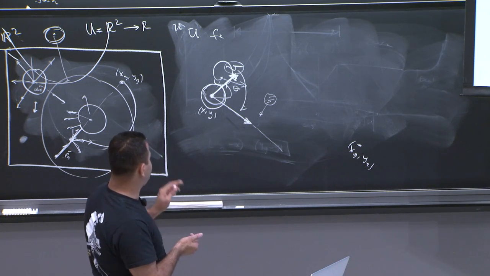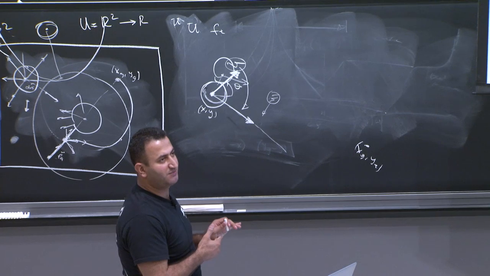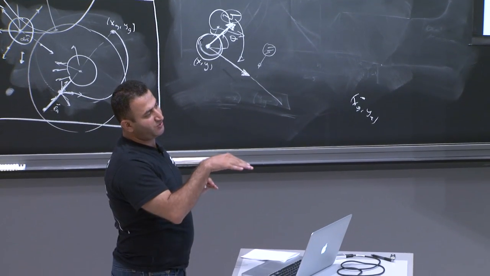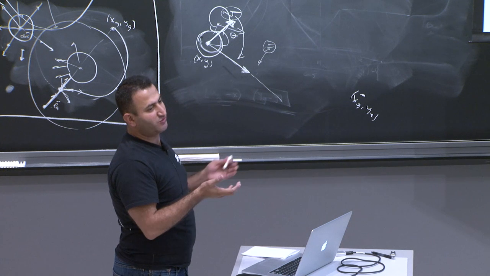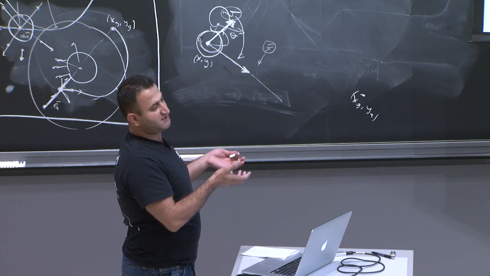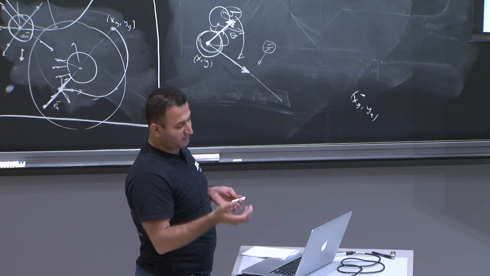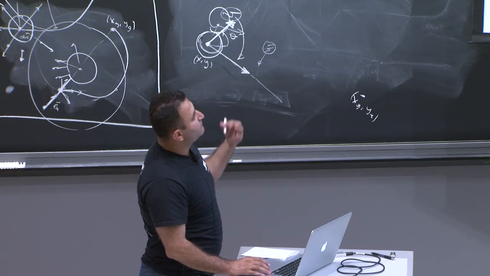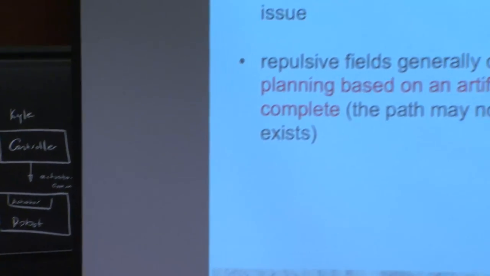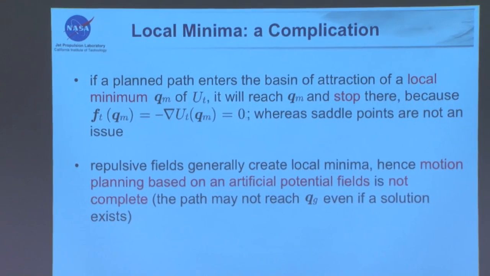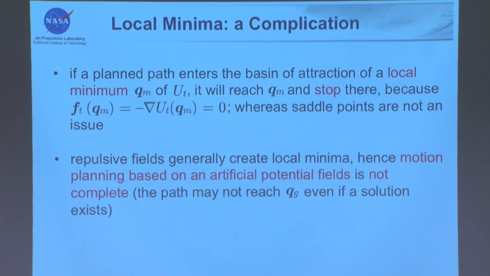Like I said, this is not a complete approach, and at some point you may reach a point where the force vector is zero. That means you don't want to move. But that place may not be the goal point you want to go to. So that's why this approach has this local minima problem. And that causes the algorithm to be incomplete.